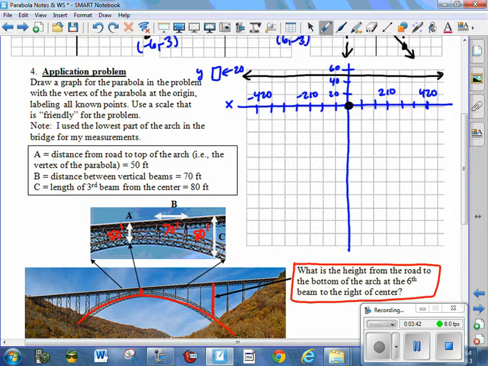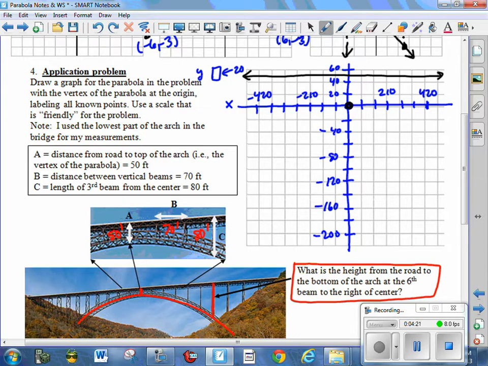And then I know that the third beam is 80 feet long from the roadway down to the bridge. So 50 feet of that is from the top of the parabola up to the bridge. So this is 50 feet. So I need to go another 30 feet down. And let me mark my axis here: 20, 40, 60, 80, 100, 120, 160, 200. Only those are all negative, obviously. Somebody probably was about to say, half point, half point, half point.